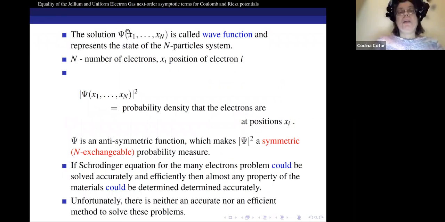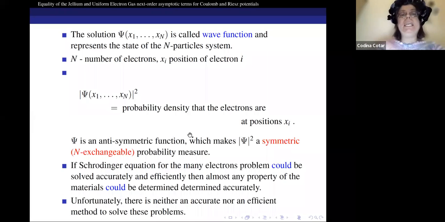Now, in physics, the solution of this PDE, the psi, is called the wave function. And it represents the state of the n particle system. Where n here is the number of electrons, and the xi's are where the electrons are situated in the system. Now, psi has a very nice probabilistic interpretation, and it's nice because it allows us to call upon some probability tools in order to try and say something more about the mathematical problem. And the way it connects to probability theory is as follows. If I take the absolute value of this psi and I square it, then this will become a density function. And it's the probability density that electron i is at position xi.